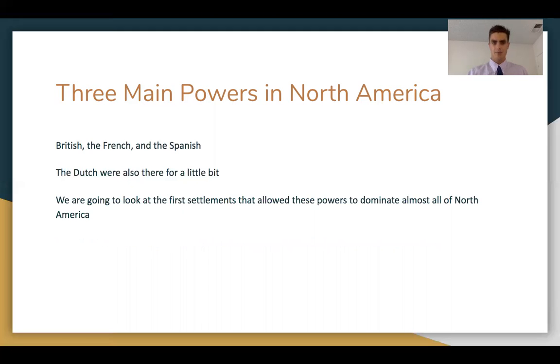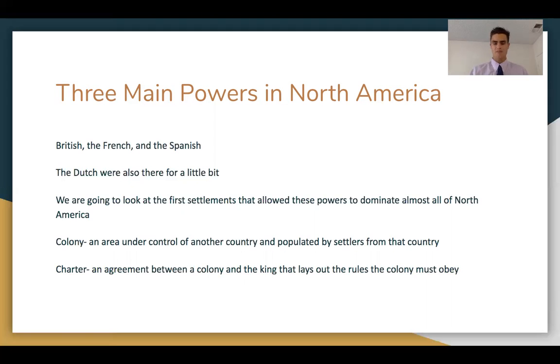Quickly, here's a few vocab words that are going to help you today. The first one is colony. Most of you know this word, but it is important to reiterate. A colony is an area under control of another country, usually very far away from that mother country, and populated by settlers from that country. A charter is a very important word that we're going to see. It is an agreement between a colony and a king that lays out the rules that the colony must obey. We'll hear about charters today.